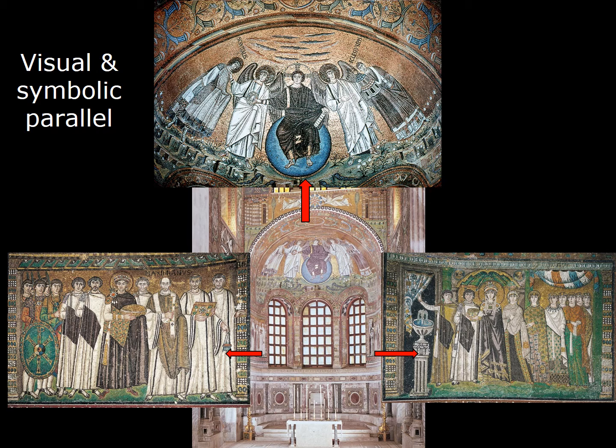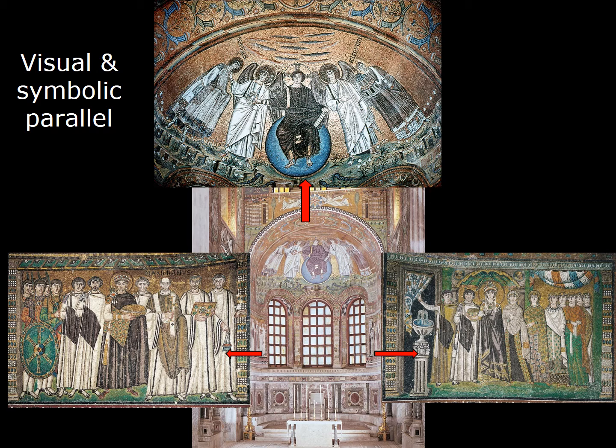Let's bring it all together with this slide one more time. It's creating a visual and symbolic parallel. So what does that mean? Well, first of all, look at this visual parallel. Christ in purple in the top of the apse, and then on either side, both royal representatives in purple as well. So Justinian dressed in purple, Theodora dressed in purple. So look at this triangle that would be created.